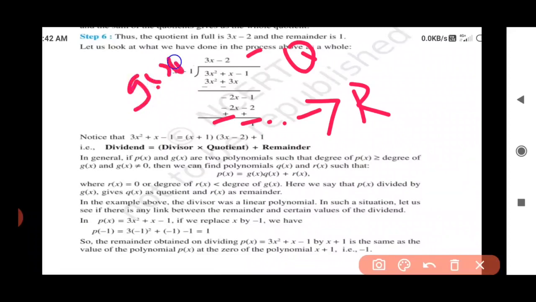The divisor is called g of x, the dividend is called p of x. So we can write dividend equal to divisor into quotient plus remainder. So we can write p of x, that is the dividend, p of x equal to g of x into q of x plus r of x. So p of x means dividend, g of x divisor, q of x is the quotient, r of x is the remainder.